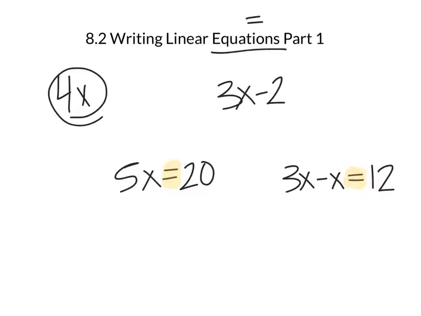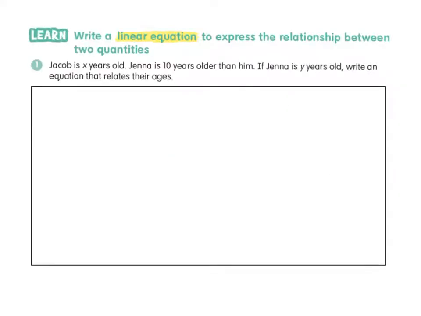So let's get started. For this video, you will need to have a piece of paper ready to go so that you can write down some notes. Here's the first problem for us to take a look at. All right, so this problem says Jacob is X years old. Jenna is 10 years older than him. If Jenna is Y years old, what's an equation that could relate their ages?